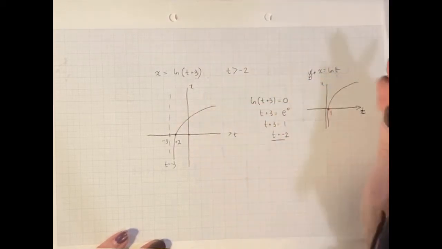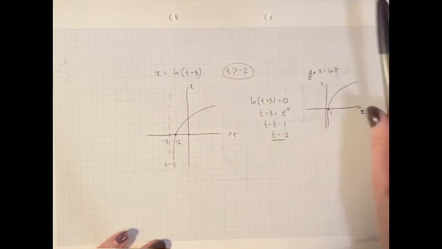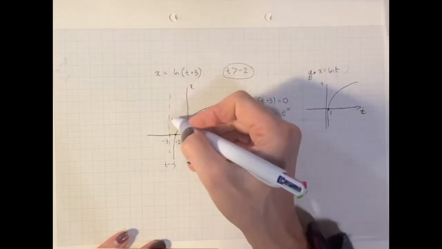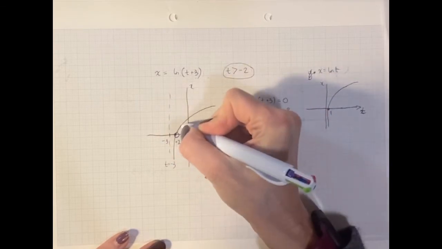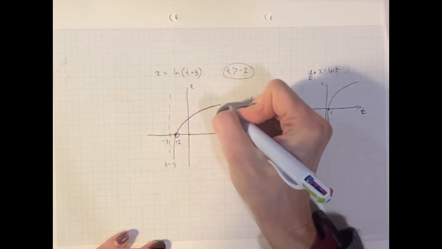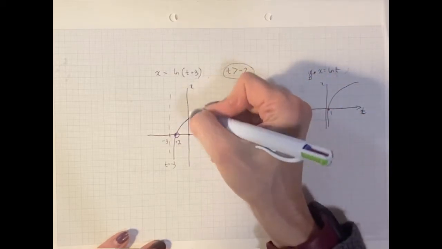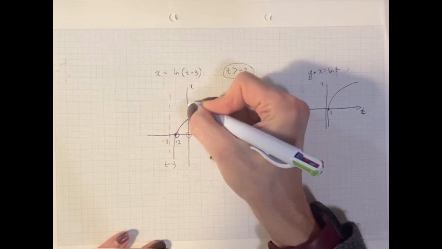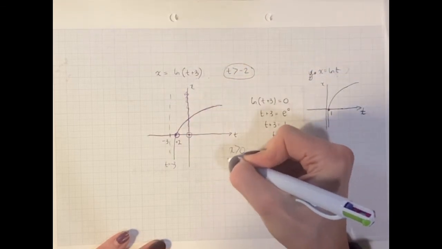Not really interested in this intercept, because our t's are from -2 onwards, so really the only part of the graph that we are interested in is this part, which is above the t-axis. So it's all the x's over here are greater than 0. And that is the domain.